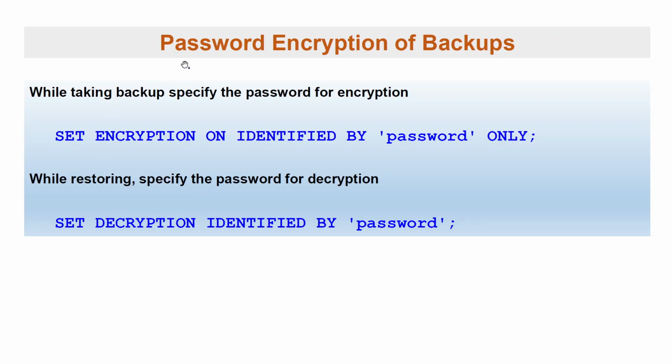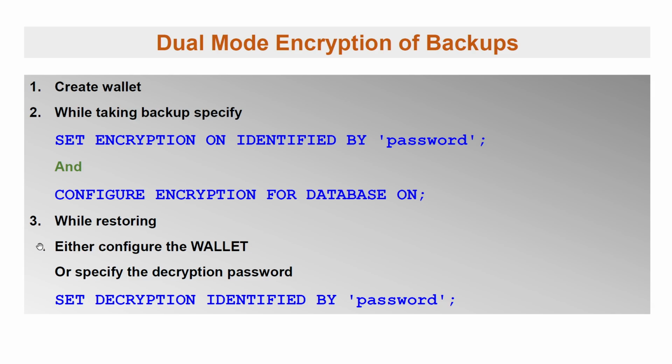If you want to use password encryption, while taking the backup, you will say set encryption on identified by password only. This says that we want to use password protection only. And while restoring, you need to specify the same password. So when you want to restore this particular backup, you'll say set decryption identified by.